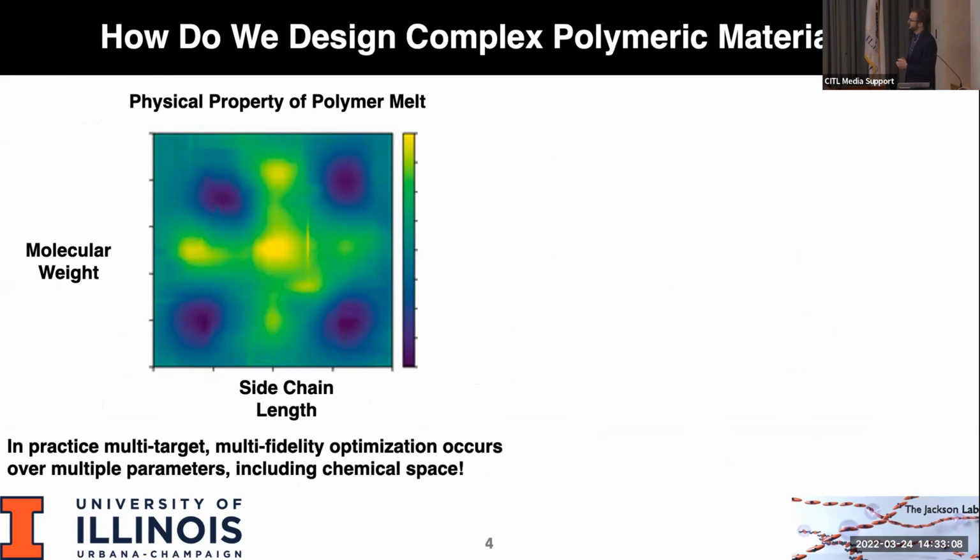The meat of the matter is if I want to design a polymer for any of these given properties, I have an arbitrary physical property labeled by a color bar up here, and say I have two polymeric properties that are common to tune, the molecular weight of the polymer and the side chain length. This is an extreme simplification because anybody who's done molecular design knows that in fact it's a multi-target, multi-fidelity optimization over multiple parameters, including chemical space. It's a hard problem, so this is a dramatic simplification.